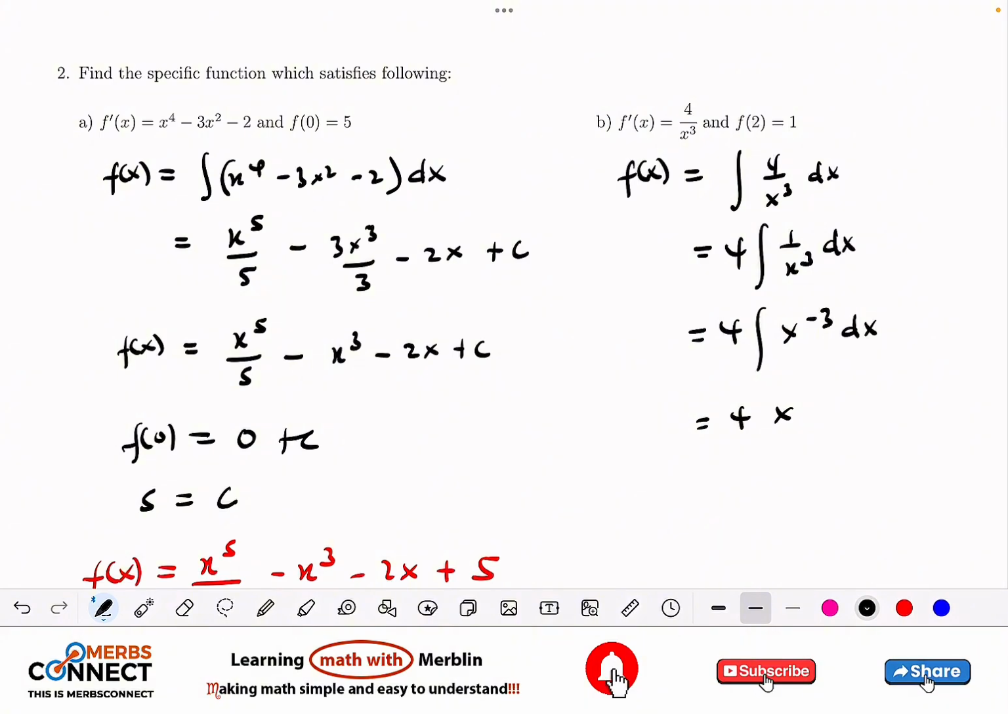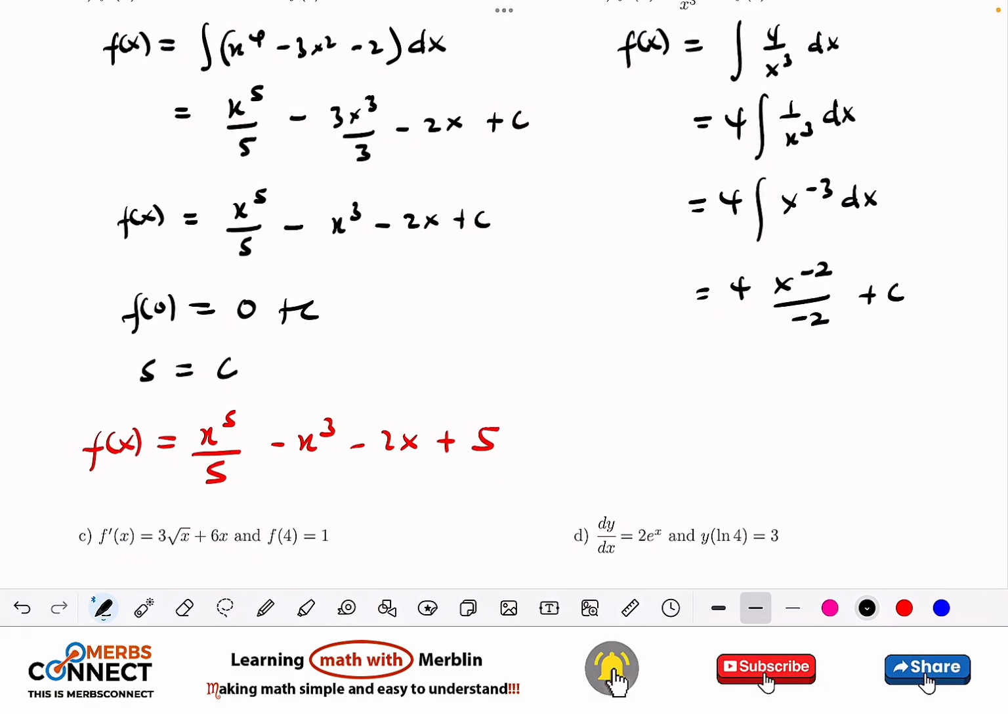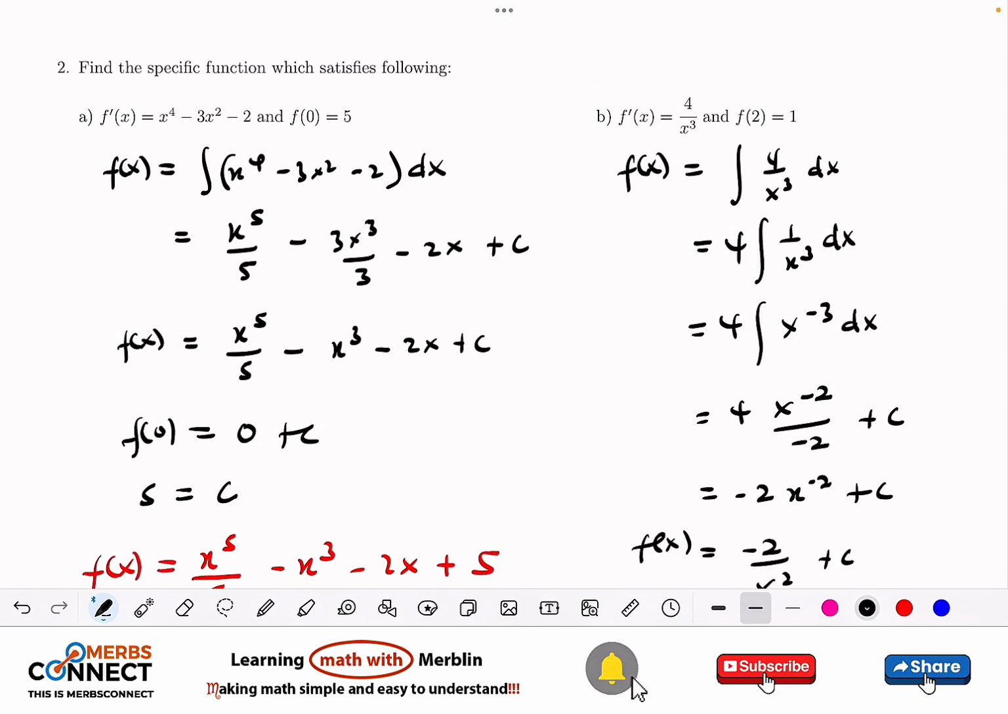And 4x, I add plus 1, which is going to give us negative 2 divided by negative 2 plus c. And then this is going to give us negative 2x to the power negative 2 plus c. I can write this one as negative 2 divided by x squared plus c. So this is my f of x, right? So now that I've gotten my f of x, I need to use the initial condition here, right?